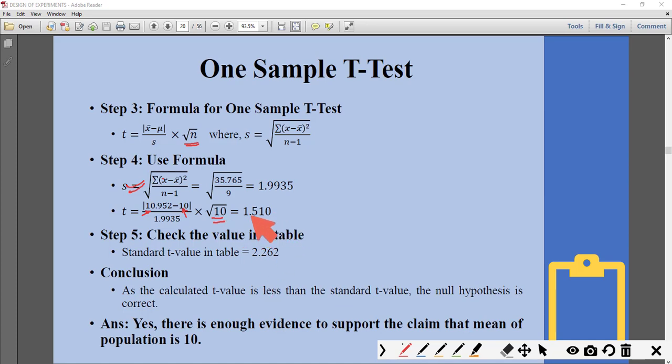What is the value of t that we are getting? The value of t is 1.51. So from all this calculation, what value did we get? We got 1.51. This is the t value. Now using this t value, what do we have to do? We have to check it with the standard t value.